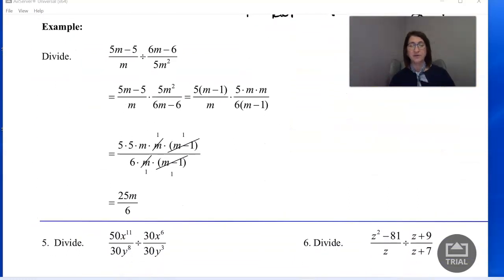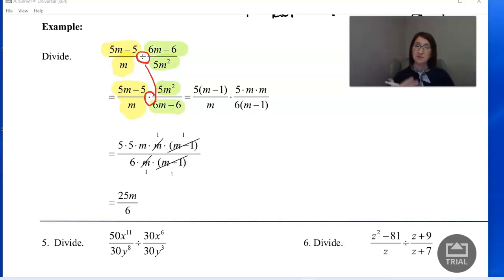So here we have our first example. And so we're going to keep that first rational expression. We are going to change this division. It gets changed to multiplication. And then for the second rational expression, we're going to flip it. So the 5m goes to the top, the 6m minus 6 goes to the bottom.